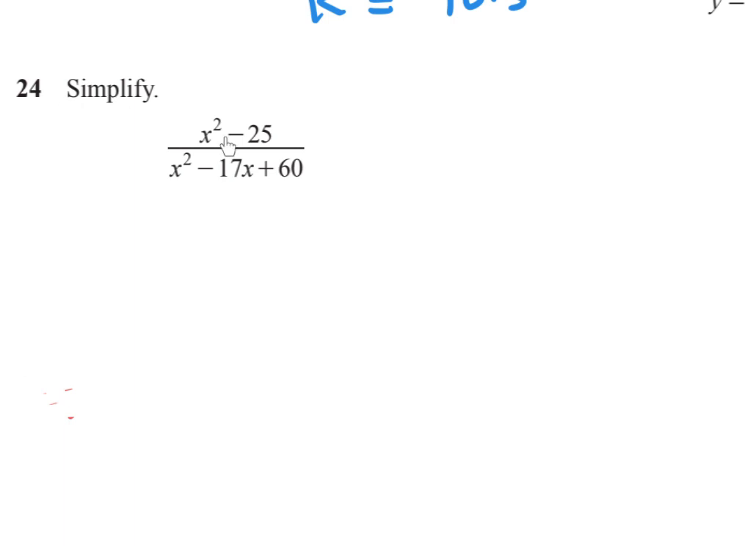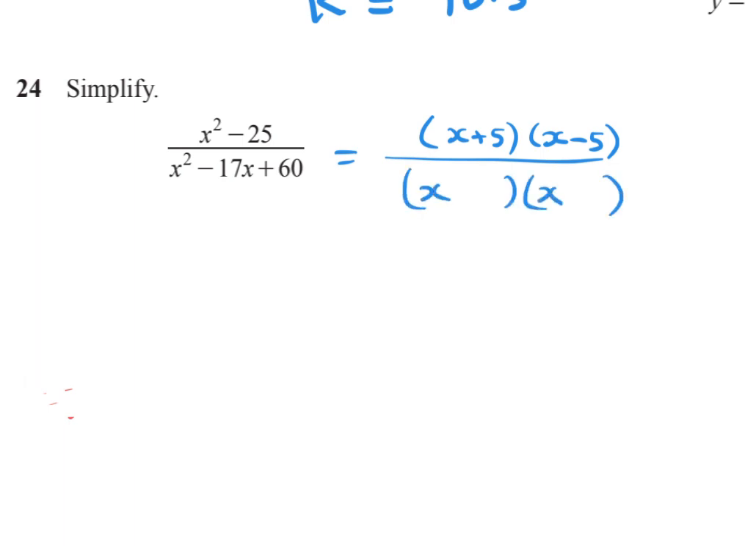24. Simplify x squared minus 25 over x squared minus 17x plus 60. Factorize the numerator and the denominator. For the numerator, difference between two squares, so x plus 5 and x minus 5. For the denominator, no common factor and a trinomial, so two brackets, x times x. Two numbers that multiply to give 60 and add to give negative 17: negative 12 and negative 5. Or you can use your calculator to find these numbers.